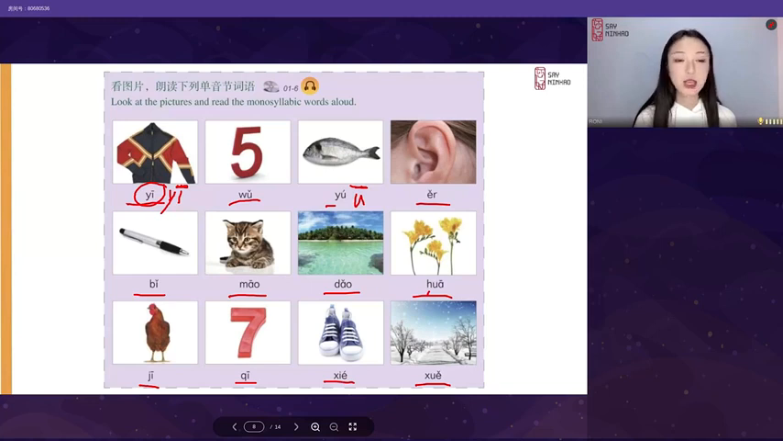Last one is xue. Read after me, please. Xue, xue. The initial is xi again and the final is yue. And the tone is third tone, so it is xue, xue. It means snow, snow.